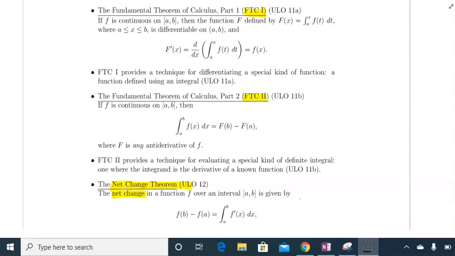Hello everyone. In this video, we will discuss the Fundamental Theorem of Calculus, Part 1 and Part 2. Fundamental Theorem of Calculus, Part 1.